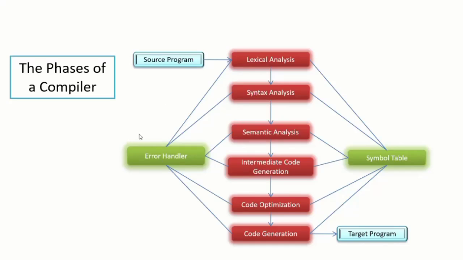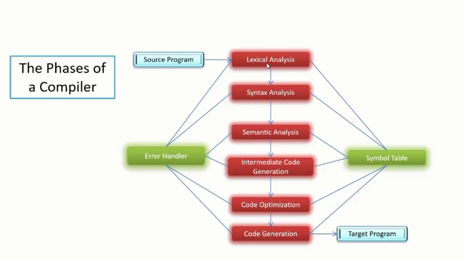We are going to discuss the phases of a compiler in the compiler design subject. In the previous video, I explained what a compiler is. A compiler is a program that translates source code written in a high-level programming language like C or Java into machine code, that is binary code that a computer can understand. The process of compilation happens in multiple phases.